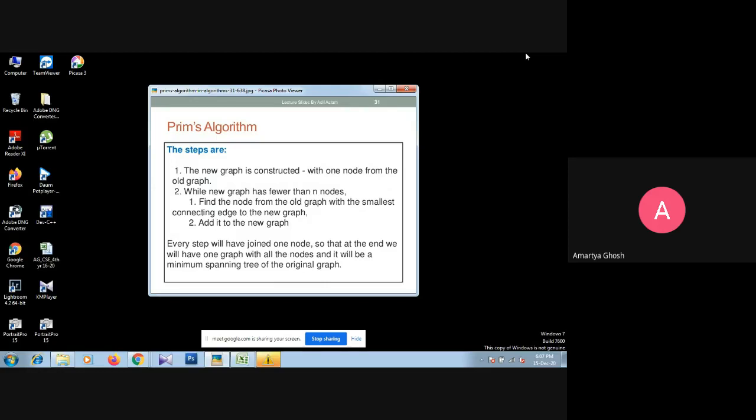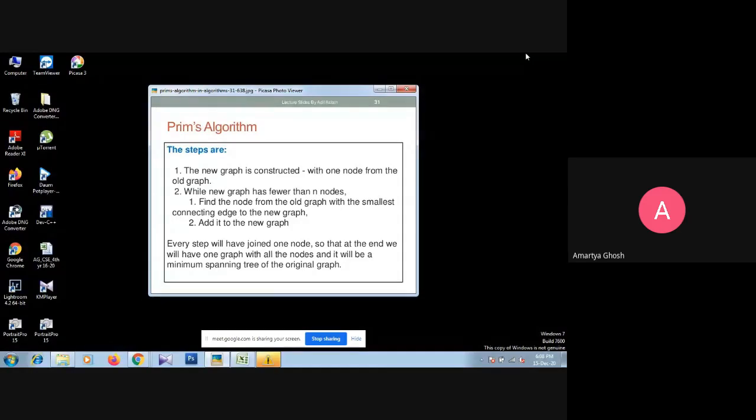Suppose there are six nodes: A, B, C, D, E, F. Someone can start from A, someone can start from C, someone can start from F, someone can start from D, whatever. Anybody can start from anywhere. So the starting node does not matter. That should be a particular one.